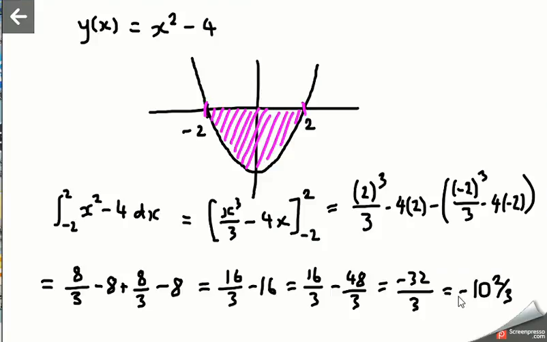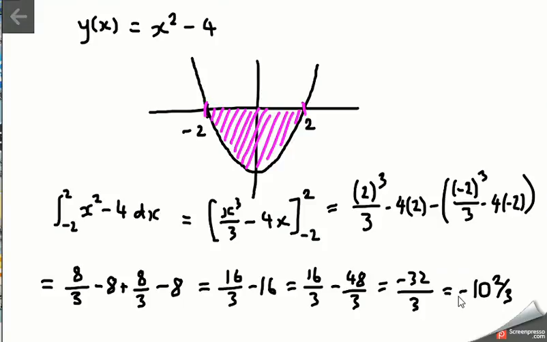What the heck? According to the calculation we just did, this area is -10 and 2/3. Well, that's just silly, because area cannot be negative. Area is positive by definition. So what did we actually calculate?